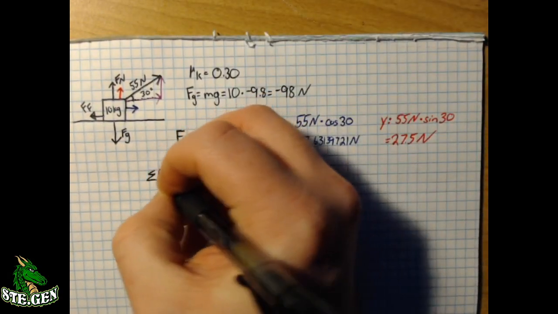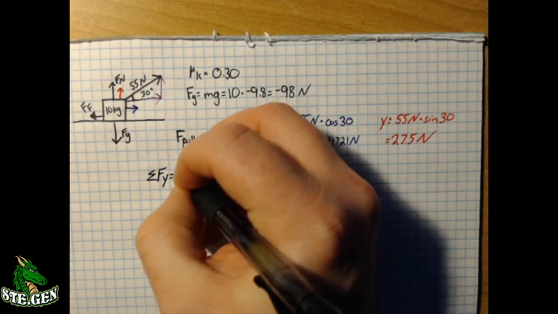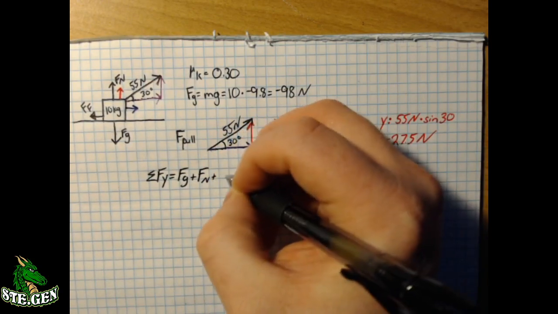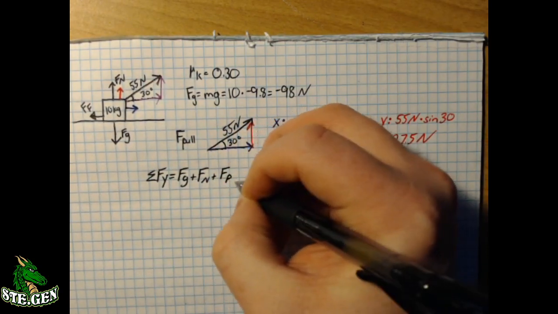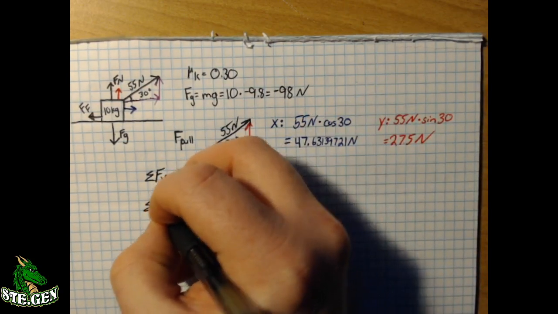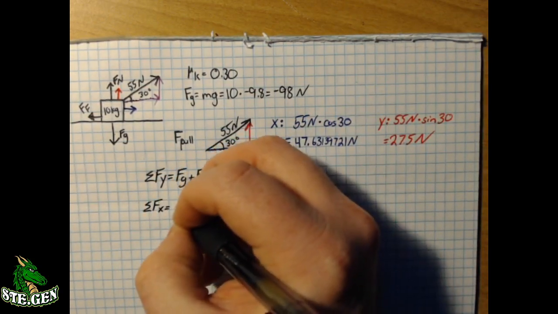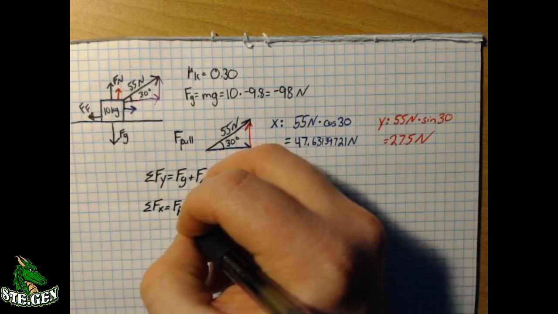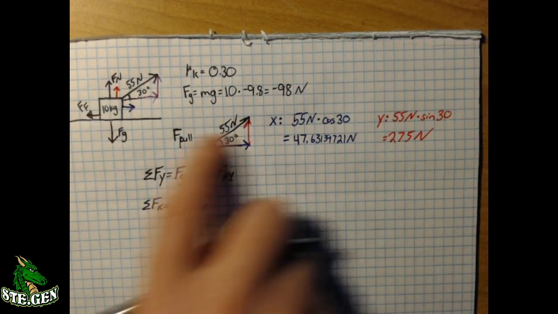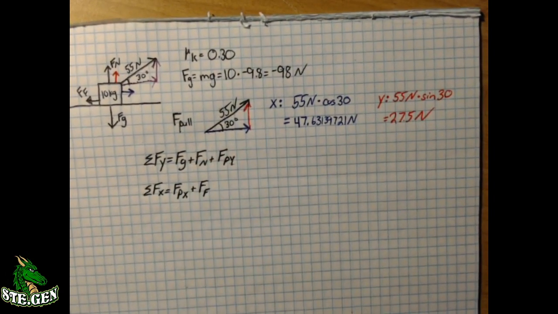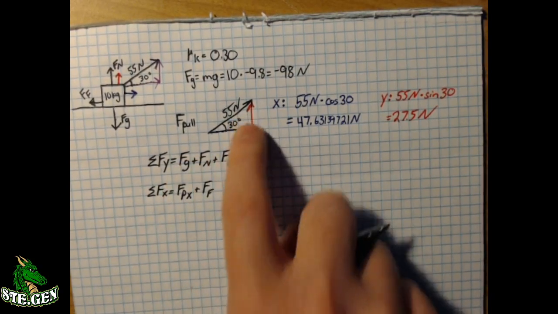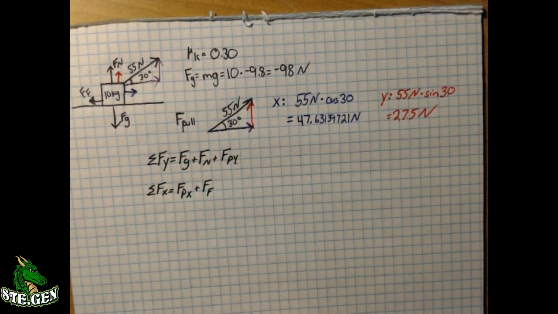So the sum of the forces in the y direction: we've got force of gravity plus normal force plus force of the pull in the y direction. And then in the x direction, we've got force of the pull in the x direction plus the force of friction. So to figure out our normal force, we're going to need to calculate both of these pieces. So we had to have this split apart first.